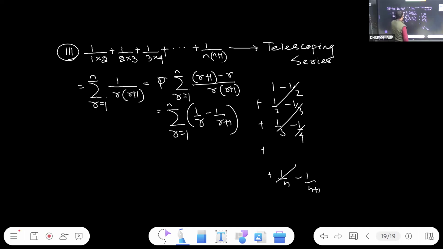For telescoping, the upper function should get the upper value and the lower function should get the lower value. Here the upper function is r plus 1, the lower function is r. Upper value should be given to the upper function and lower value should be given to the lower function. If we take r is equal to 1 to this function, it will be 1, minus upper value given to the upper function. This is equal to n upon n plus 1. Got it?